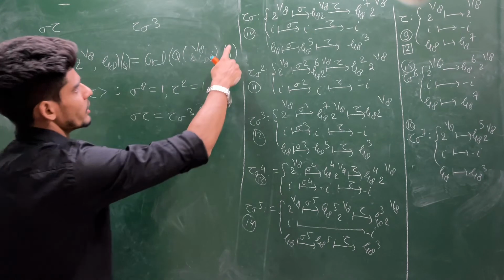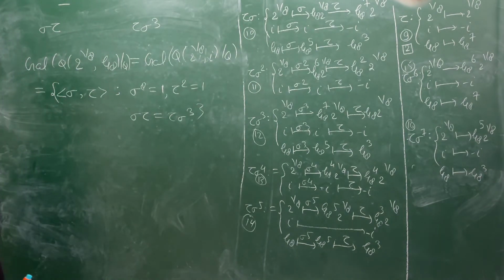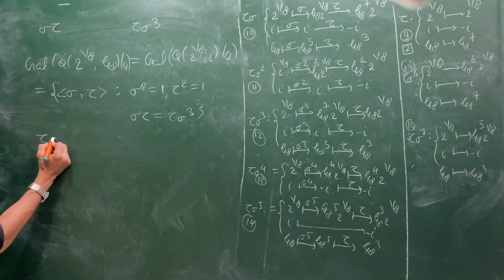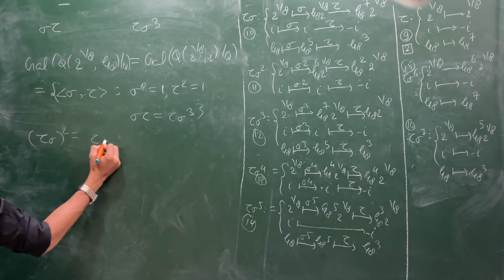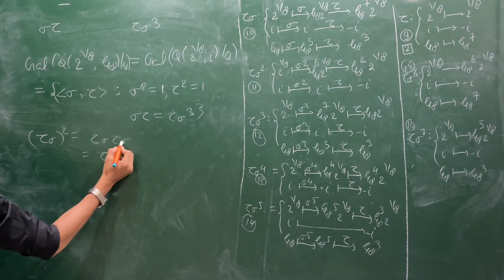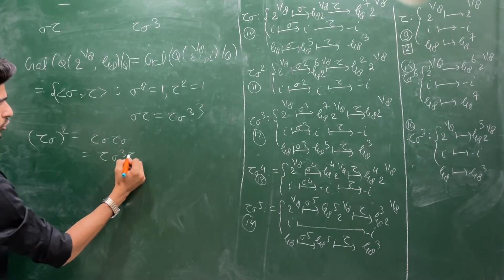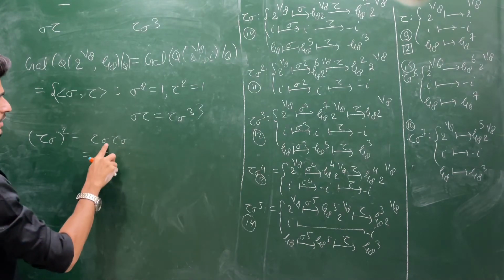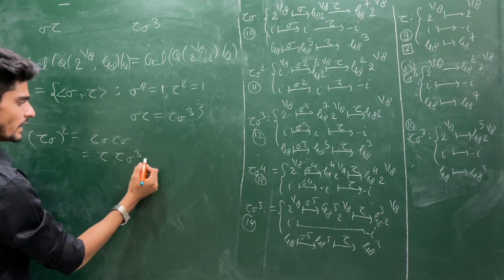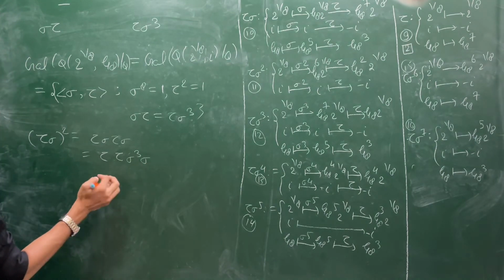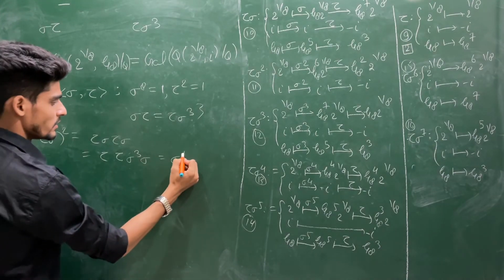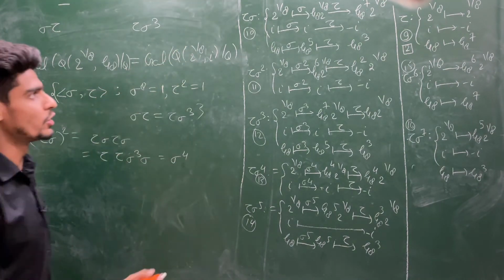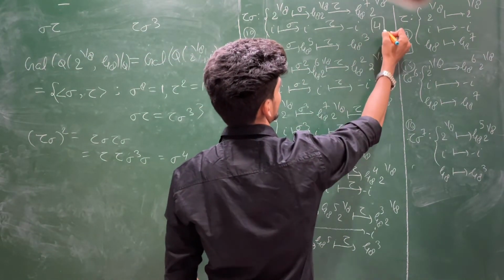So if you want to find the order of this tau sigma element or some other element, what can you do? Suppose you want to find the order of tau sigma. If you square it, you get tau sigma tau sigma, which is the same as tau sigma cube tau sigma. Sorry, not this. Sigma tau is tau sigma cube, so you get tau sigma cube sigma, but tau squared is identity, so it gives you sigma to the power 4, and sigma to the power 4 is an element of order 2, so its order will be 4. So this is an element of order 4.